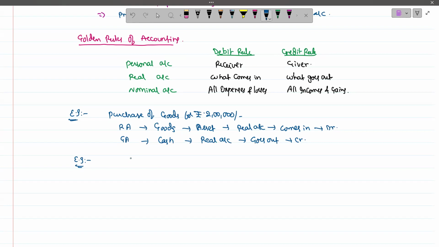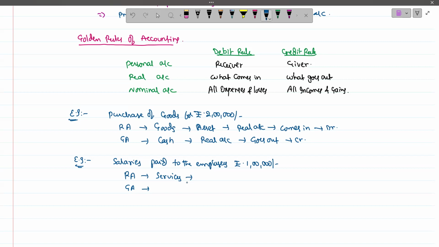Another example, salary is paid to the employees, rupees 1 lakh. We pay the salaries. So here, what is the receiving aspect and what is the giving aspect? The receiving aspect is nothing but, why are we paying salaries to the employees? Because they are providing the service. We are receiving the services. So services are always mentioned. All expenses and incomes are mentioned in terms of goods and services.